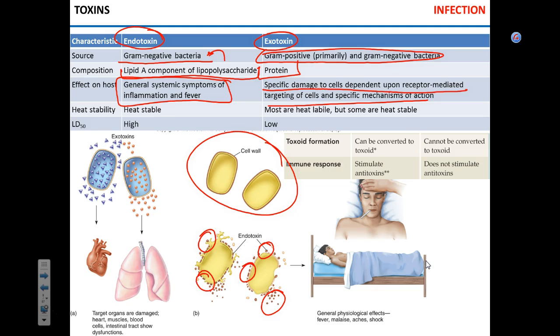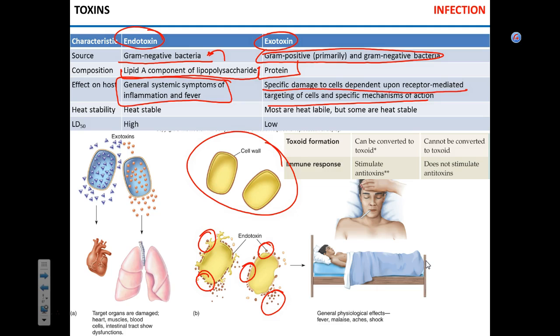When we talk about specific damage, it is quite different. For example, have you heard about the disease called tetanus? You have, I suppose. Tetanus is caused by the gram-positive bacterium, an obligate anaerobe, called Clostridium tetani. Clostridium tetani produces tetanus toxin. Tetanus toxin increases the release of acetylcholine at the neuromuscular junctions.